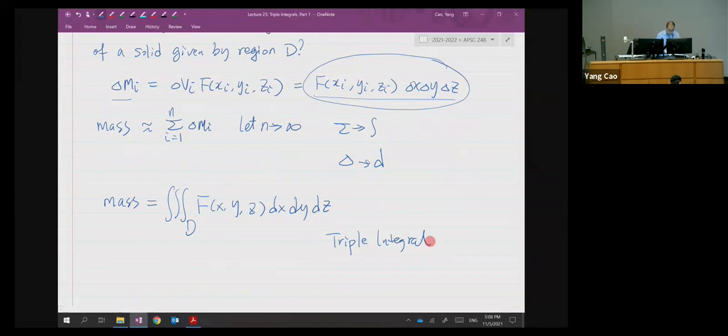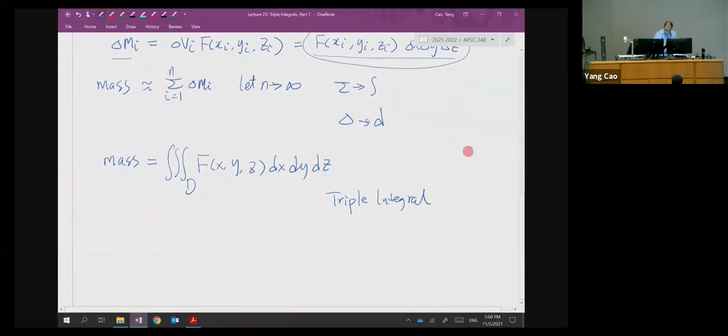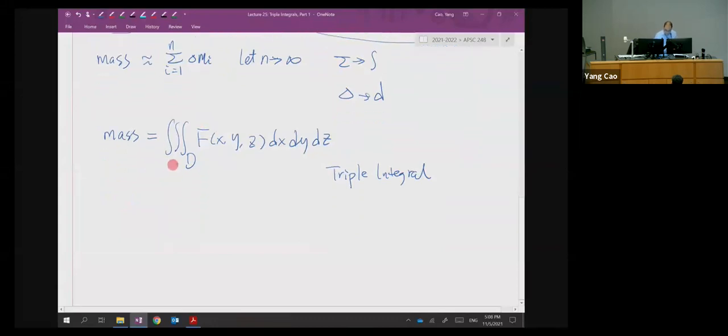Okay, so now the question basically boils down to how to calculate this triple integral. If you recall in double integrals, we talked about calculating them using Cartesian coordinates and polar coordinates. For triple integrals, which you're doing in 3D space, we will have very similar approaches. The first approach is to use Cartesian coordinates.